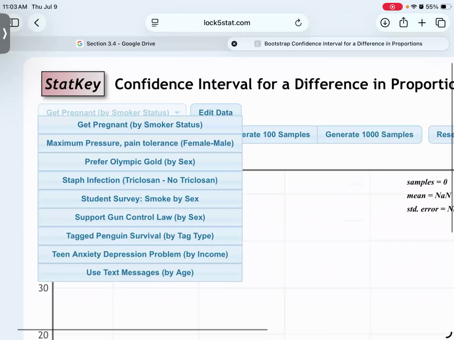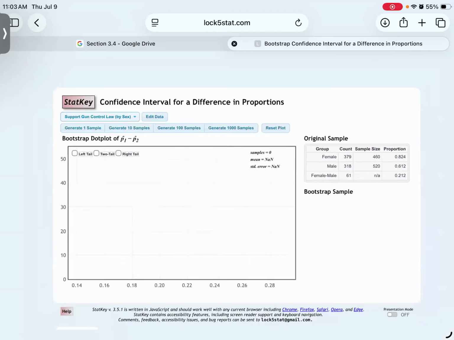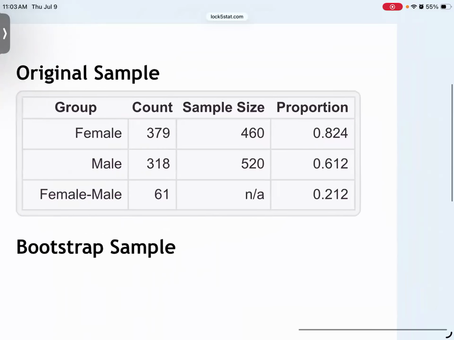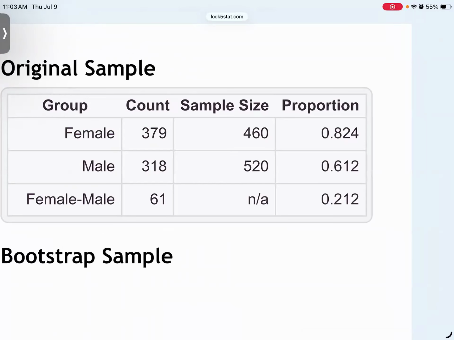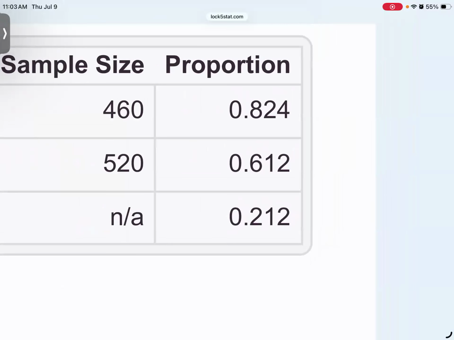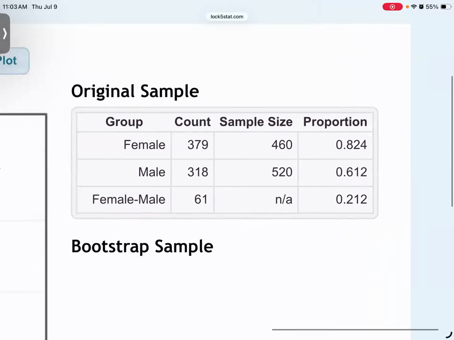And we're going to be looking for the support gun control law. There it is right there, kind of middle-ish, support gun control law by sex. And then right over here, you can see the results. For female, it was about 82% who were in favor of supporting a gun control law. And then for men, it dropped down to about 61%. So the main thing we're after there is at 21. That was about 21% higher in favor of females supporting a gun control law. So there was about a 21% difference.